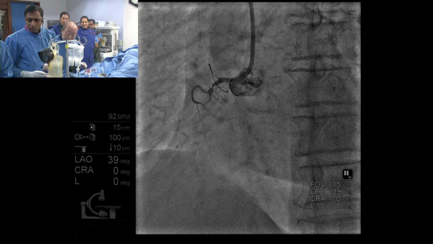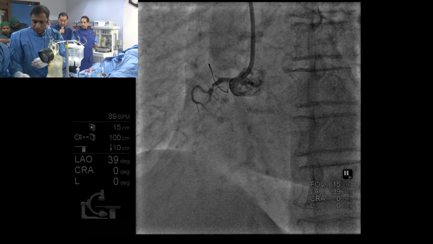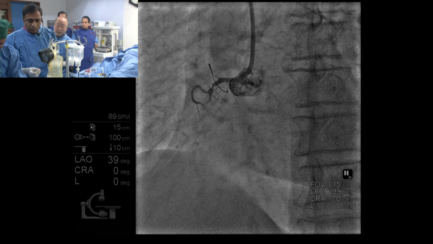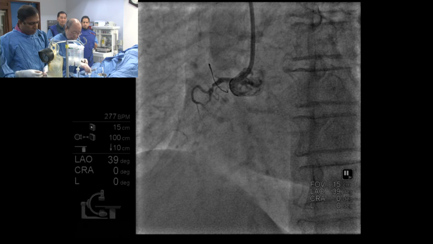Dr. Saito, would you start Gaia second instead of Gaia first? No, normally I always start Gaia first. What microcatheter are you planning on using? Caravel. Where is Caravel? This one. Okay, Caravel 135, right? Yeah.